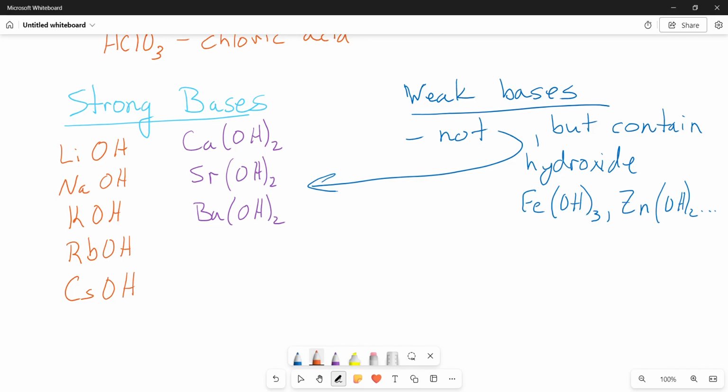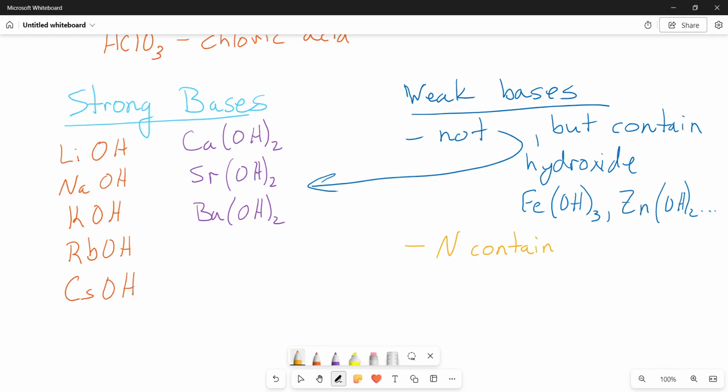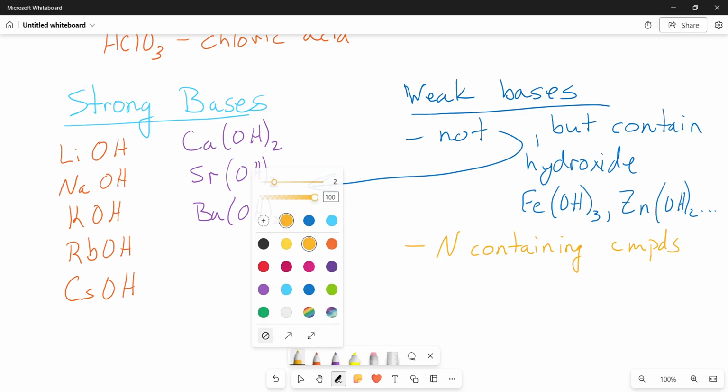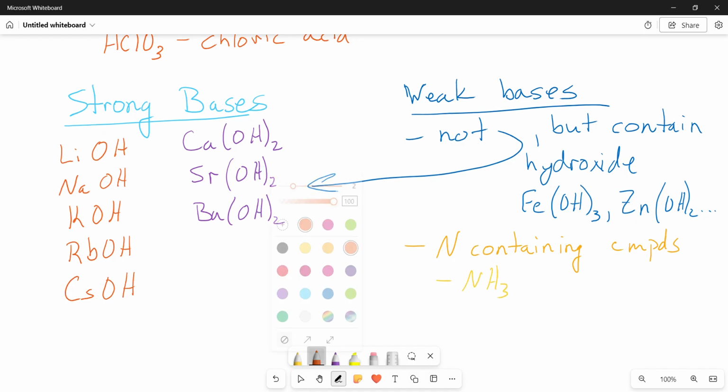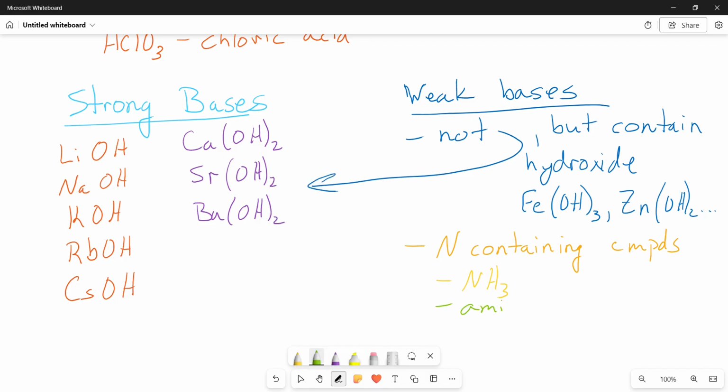And then we talked about the nitrogen-containing compounds the other day as well. I know this is a lot to take in all at once, but you just got to work on them. So if you see nitrogen, think base. Remember I told you the other day NH3, and that was in the previous video. Okay, and also amines. So like methylamine.